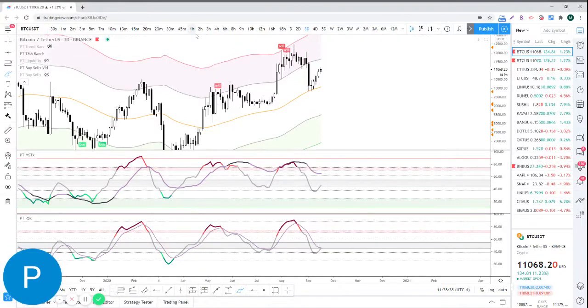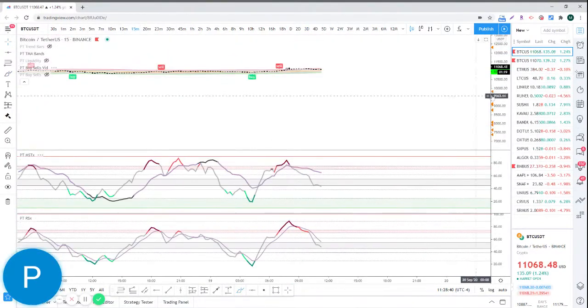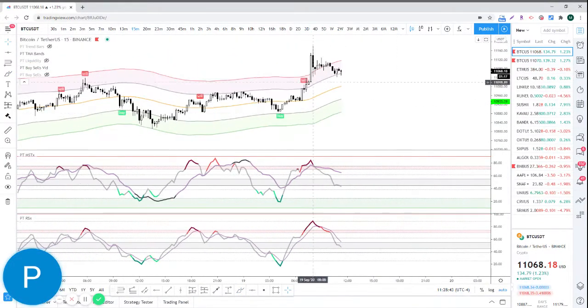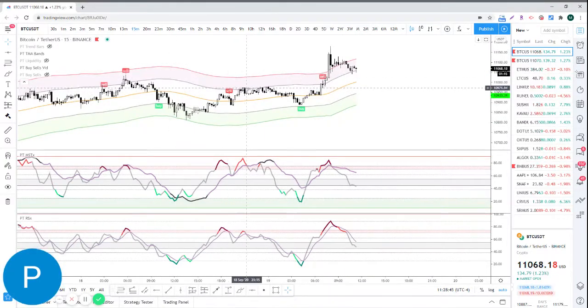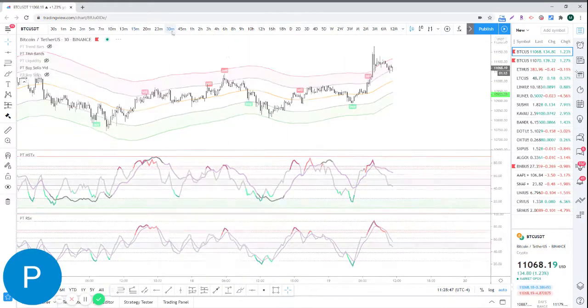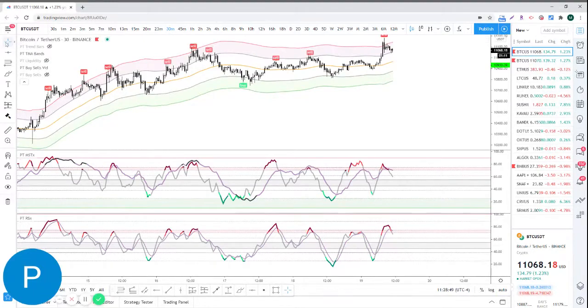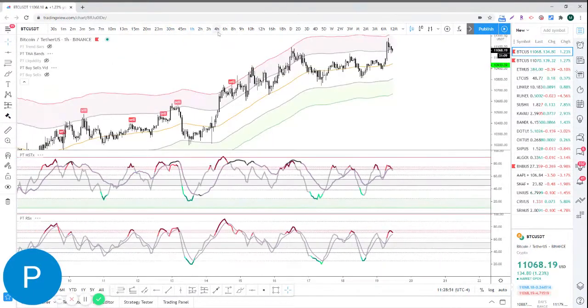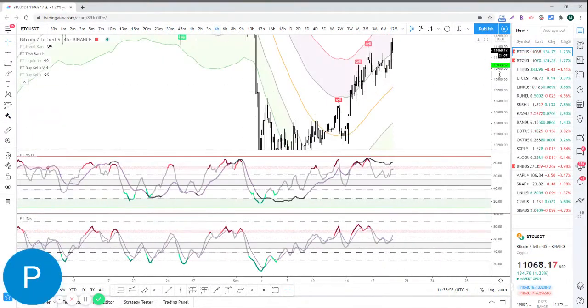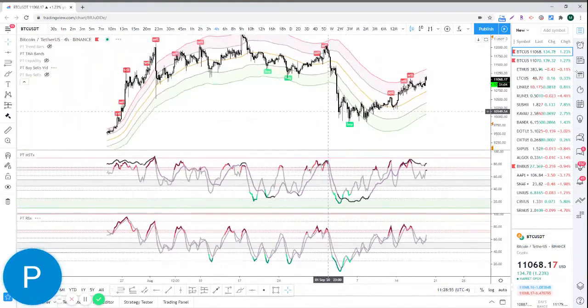All right. So again, 15-minute for scalps. Personally speaking, 30-minute for scalps. Personally speaking, again, 1 hour is decent. 4 hours my go-to for entries. It's made me the most money, the 4 hour.